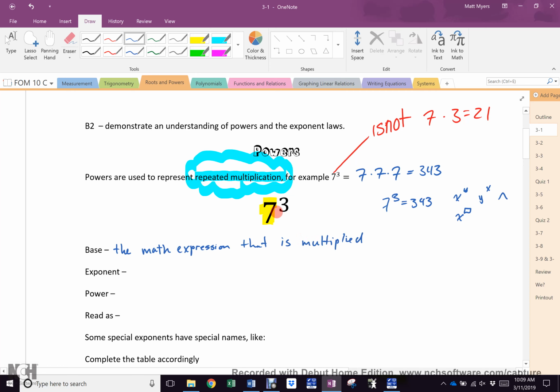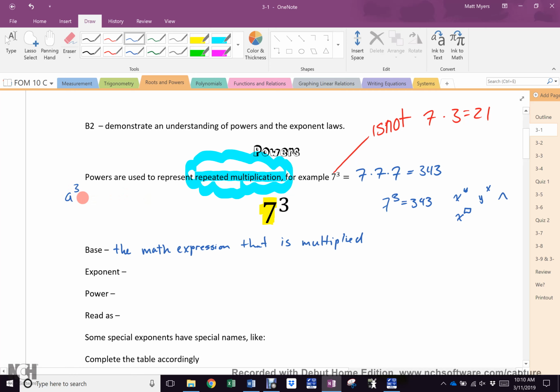That's what the base is. So this means 7 times 7 times 7. Okay? That's easy. Everybody gets that. That's no problem. In the 9th grade, you did work with this as numbers. You may not have done this.